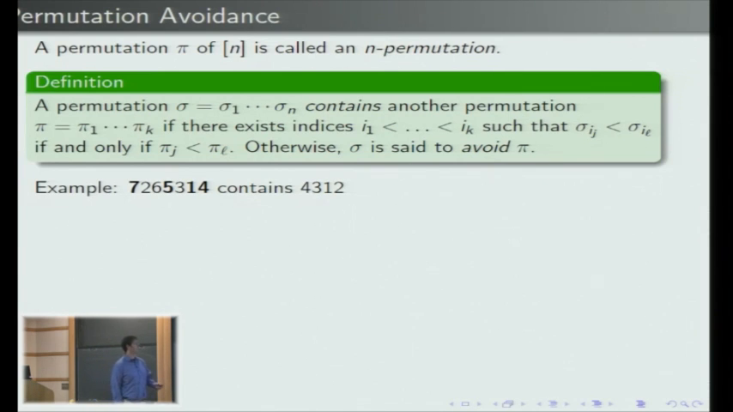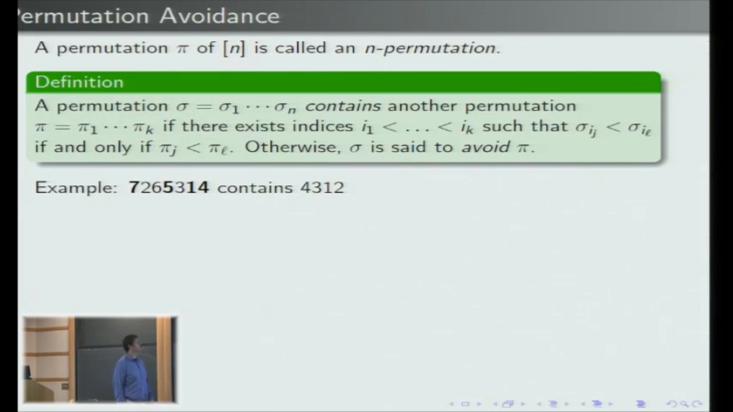Let's look at the permutation on seven letters, 7265314, which means that 1 maps to 7, 2 maps to 2, 3 maps to 6, 4 maps to 5, 5 maps to 3, 6 maps to 1, and 7 maps to 4. This permutation on seven letters contains the permutation 4312 because of the bold letters. So 7514 has the order type 4312.